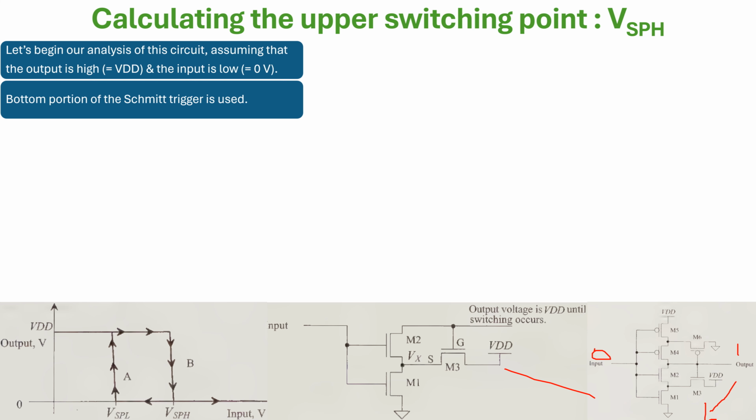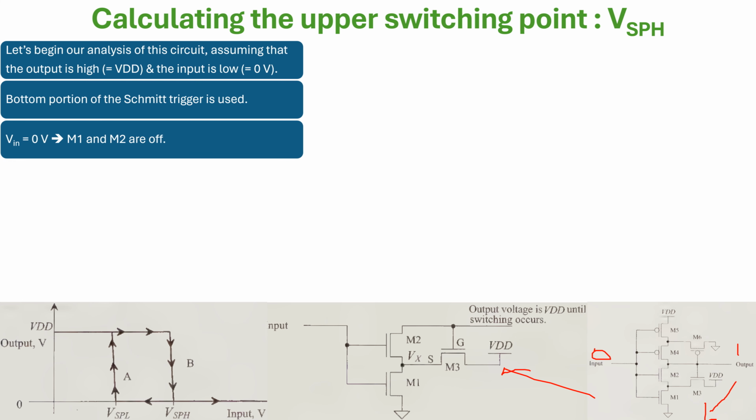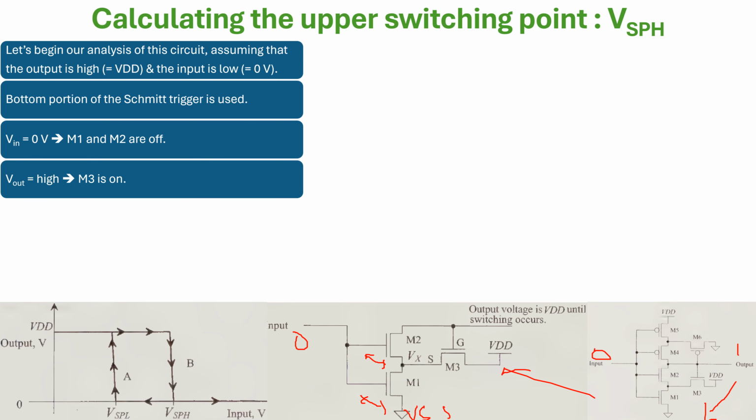I'm zooming in here. Now since Vin is 0, look at it, this Vin is 0, right? And M1 and M2 are off, because this VGS is VSS minus VSS, and this VGS is definitely lesser than VTH of those devices, so naturally they are off. And since Vout is high, this is 1.